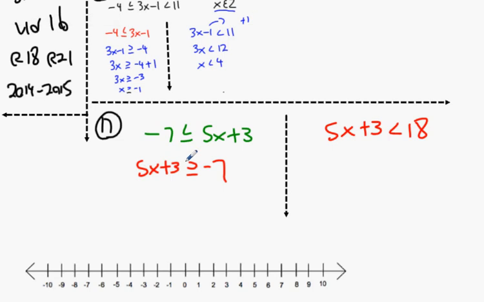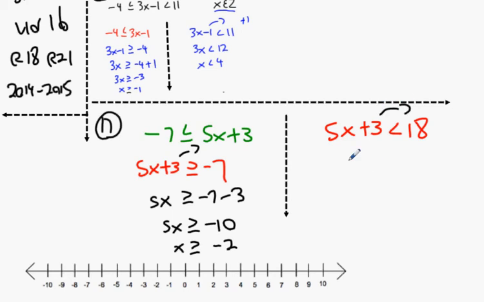Next one, guys. Bring over the 3 and what happens? Minus 7 minus 3, which is minus 10. Divide by 5. Minus 2. X is greater than or equal to minus 2. So if x is greater than or equal to minus 2, we do the other one.